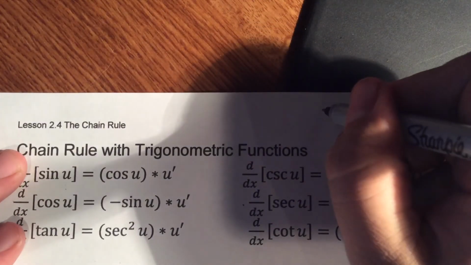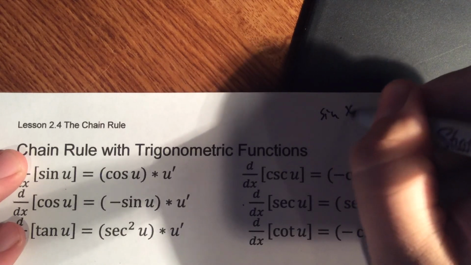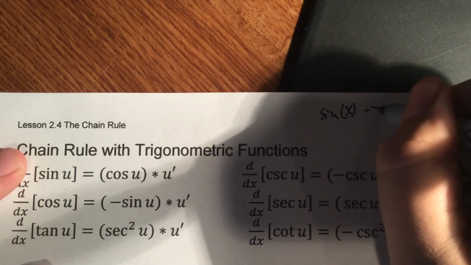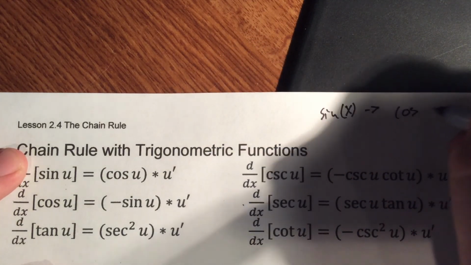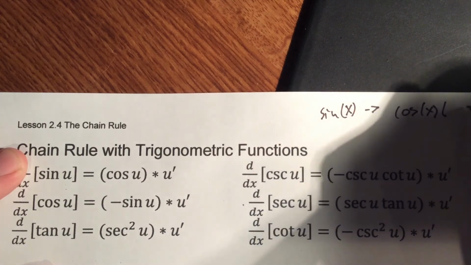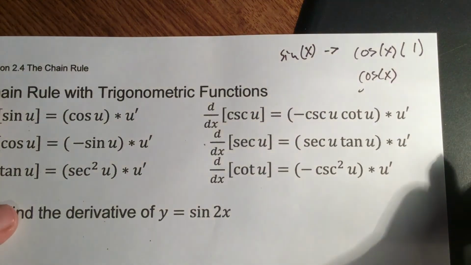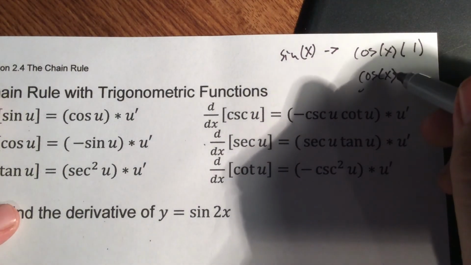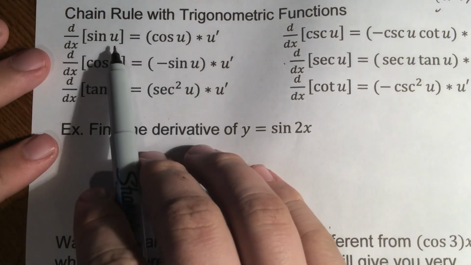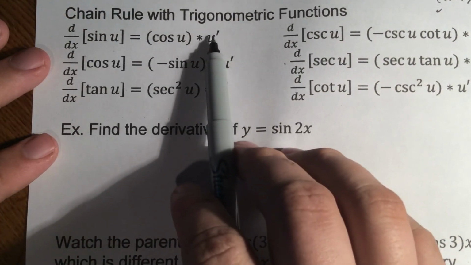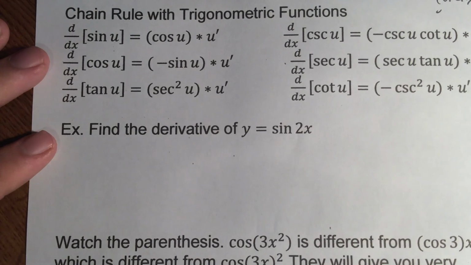So if I wrote that out, say sine of x would go to cosine of x times 1, because derivative of x is 1. So 1 times itself is just cosine x. So that's why we never worried about chain rule before. So when that's something other than an x, though, we're not going to get a 1 here times it. So that's why we have to do chain rule with it.